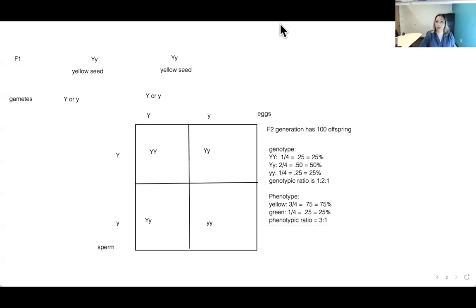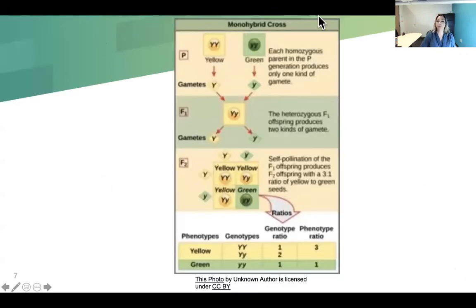So let's go back and look at our slide. Okay. So this image is showing you exactly what we just did with the Punnett square. We have our parental generation, big Y, little y. We have the F1. All of the F1 are yellow with big Y, little y. They are heterozygous for the seed color gene. So we crossed a big Y, little y with a big Y, little y.